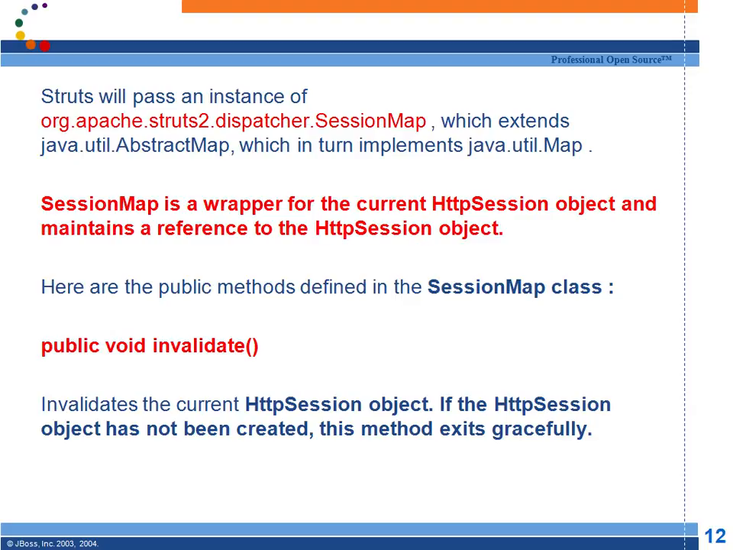SessionMap, present in org.apache.struts2.dispatcher.SessionMap, is implementing Map. SessionMap is a wrapper to the current HTTP session object and maintains the reference of the HTTP session. It's just a wrapper, as I told you. Here are the public methods defined inside. One method is invalidate. If you want to invalidate your session, you can call sessionMap.invalidate. Internally it will call HttpSession.invalidate.